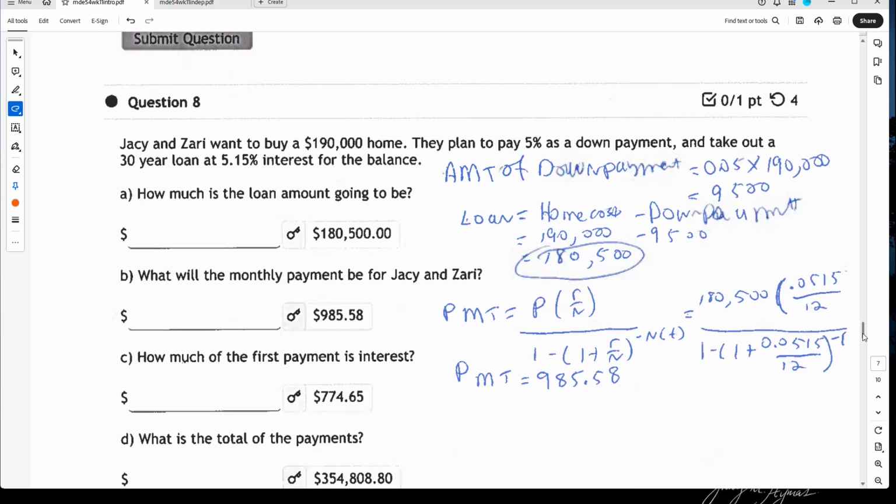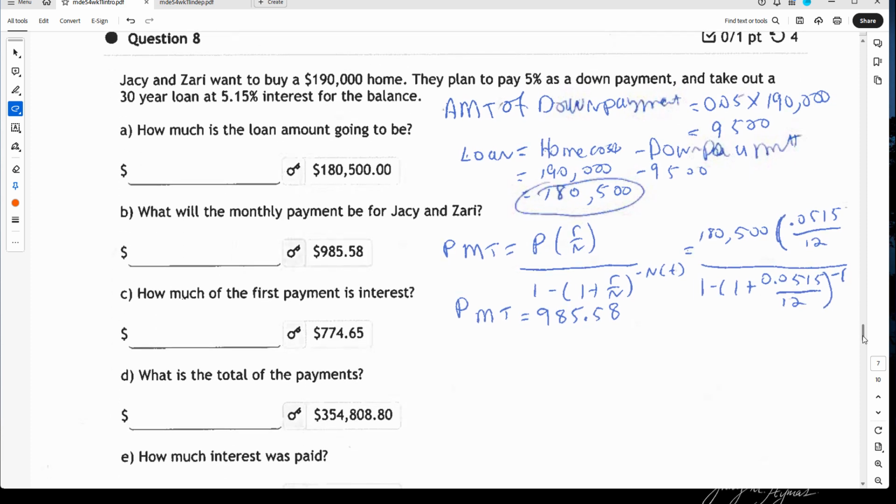Question 8. JC and Zari want to buy a $190,000 home. You make a 5% down payment and take out a 30-year loan at 5.15% interest for the balance. How much is the loan going to be?